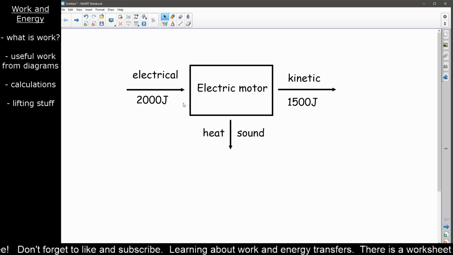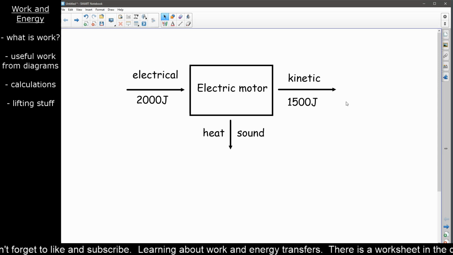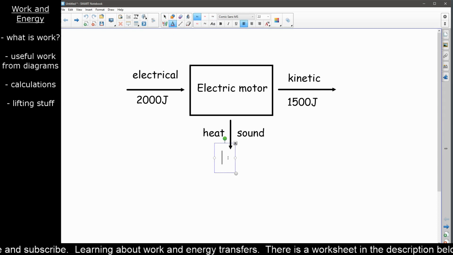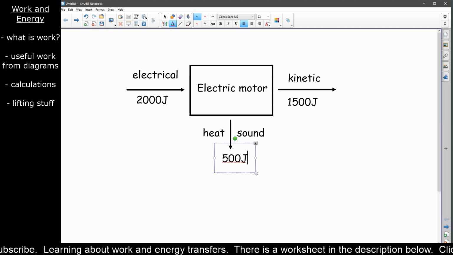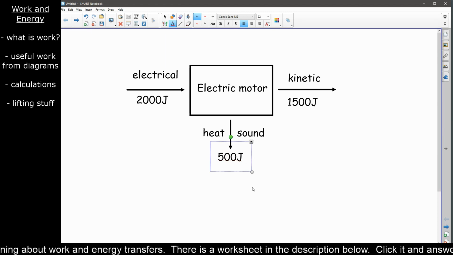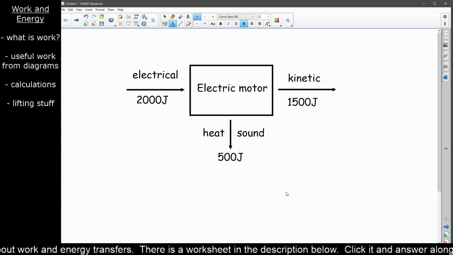So I've got 2,000 joules of electrical going in. I've got 1,500 joules of kinetic coming out, which means that down here I must have 500 joules of combined heat and sound because these are my only outputs. Just like we had before. If you haven't seen the previous video, there should be a link in the description below.